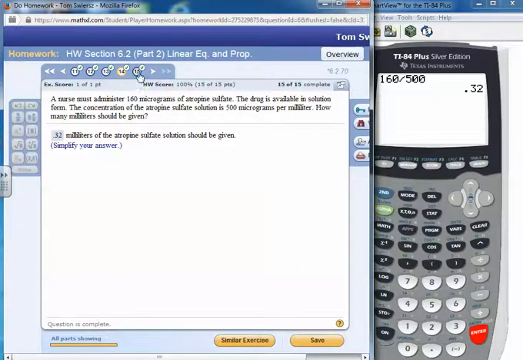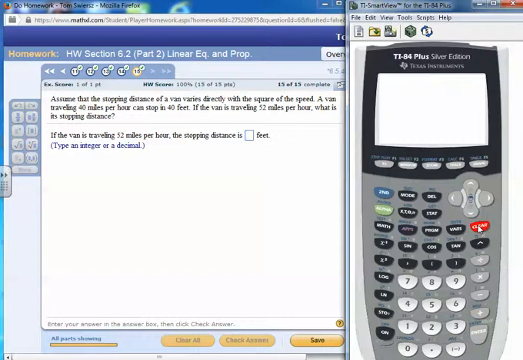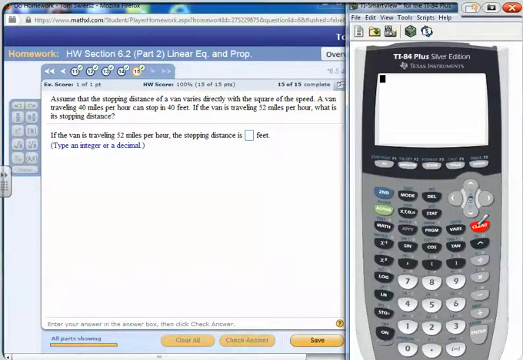All right. Let's look at problem number 15. Assume that the stopping distance of a van varies directly as the square of the speed. Now, this one can be set up as a proportion. The stopping distance, and it's the square of the speed. So distance is in the numerator and the speed is in the denominator, but it's squared. Or we could put speed squared over distance, it doesn't matter, just as long as you're consistent.